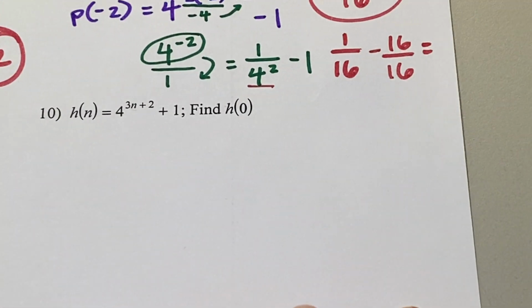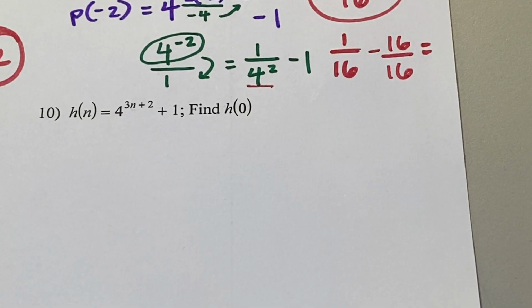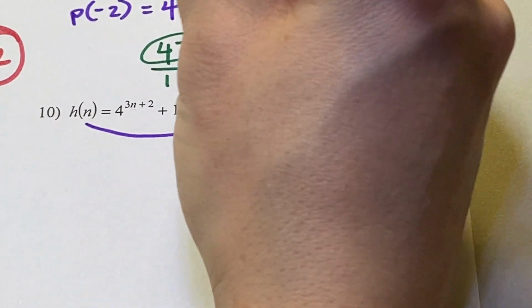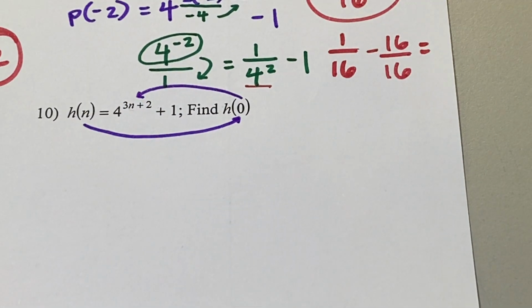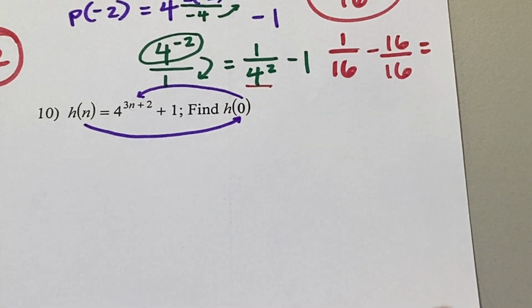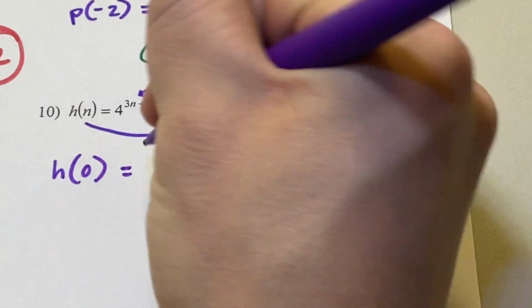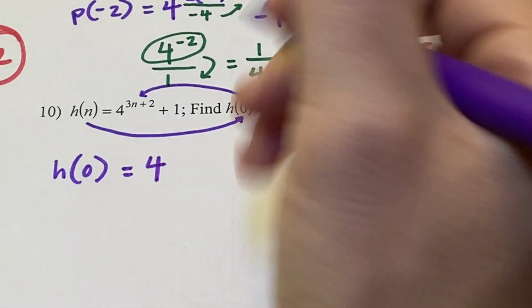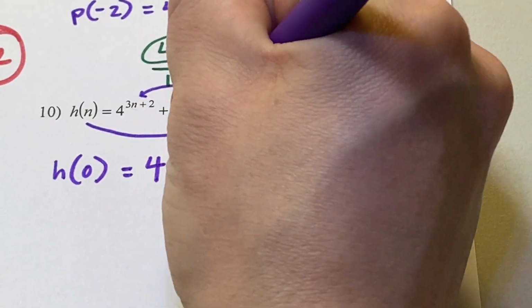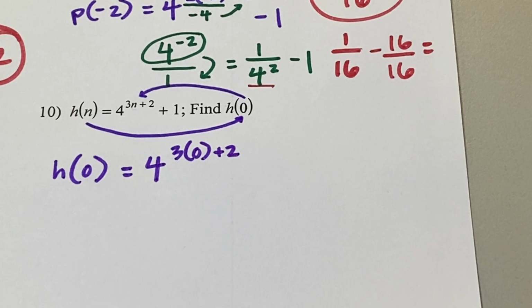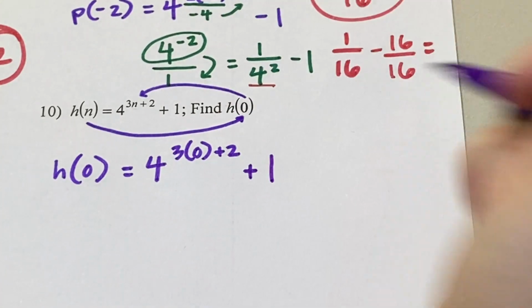We have our function, h of n. What am I plugging in for my n? 0. Ooh, we love 0. 0 is probably one of my favorite numbers. Okay, so I'm just going to plug that 0 into that little n spot, even though it's up in the exponents, totally fine. So I have h of 0 equals 4 to the power of 3 times 0 plus 2. That's my entire exponent. And then at the very end, I'm going to add 1.